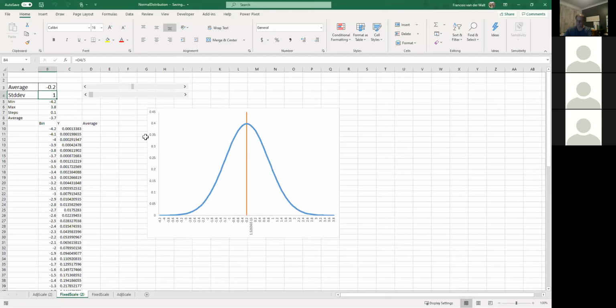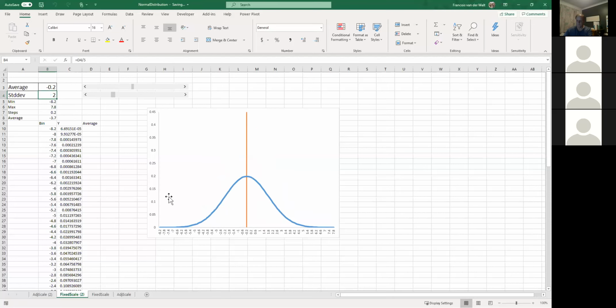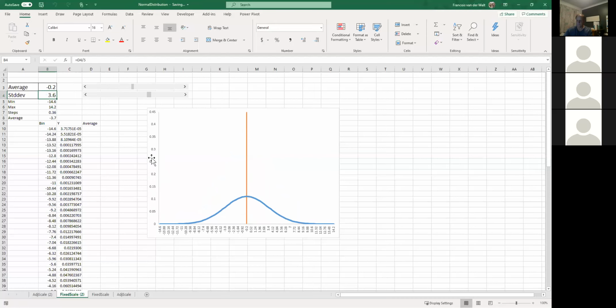At the moment it's 1. If I make it more, you'll see that again the scale changes here. Can you see it's now flatter? So I can make it as flat as I want. And you can see here the bottom scale, it's very flat now. But the key is that this area underneath this curve must always add up to 1. So if I make it flatter, it's got to go wider.